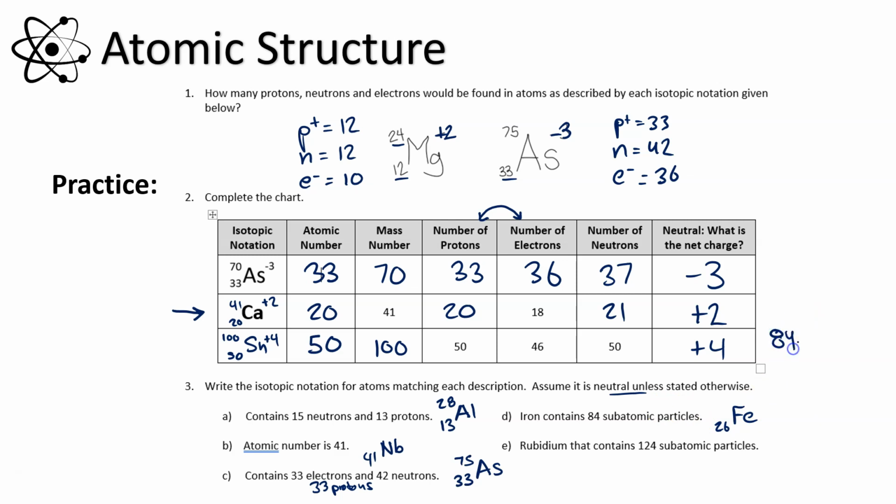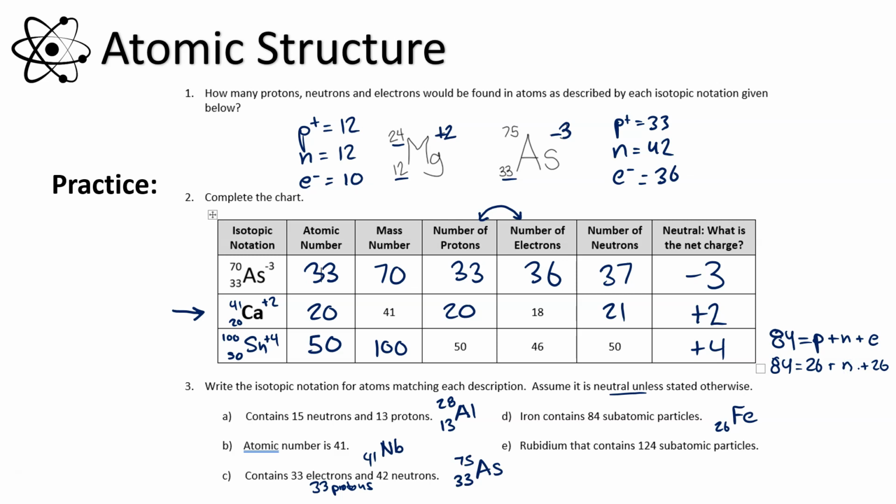This can be figured out based on the fact that this atom has 84 total subatomic particles, and if you didn't know what that means, here's what it means. That means the protons and the neutrons and the electrons, all 3 of them added together, must add up to 84. With that little equation written out, we can start plugging some stuff in, like the 26 protons that it has to have. If it's neutral, unless otherwise stated, I also know that there's 26 electrons.